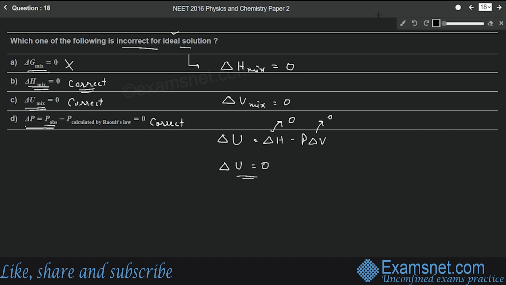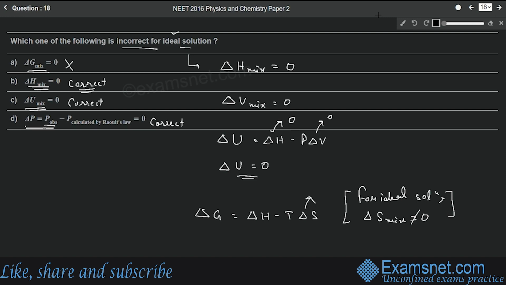But why? Because delta G is equal to delta H minus T delta S, right? And we know that for ideal solution, delta S, that means entropy of mixing, is not 0. Okay, so here this delta S is not 0, delta H is 0. So this delta G will also be not equal to 0. Okay, because this delta S is not 0. So first option will be the incorrect one. That means option A will be the correct answer.